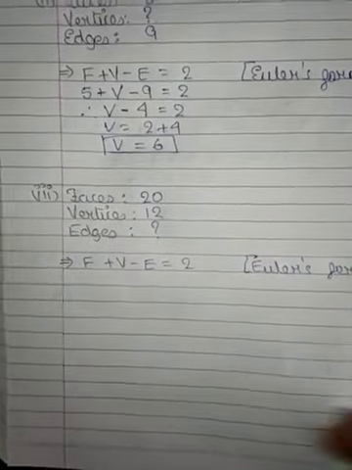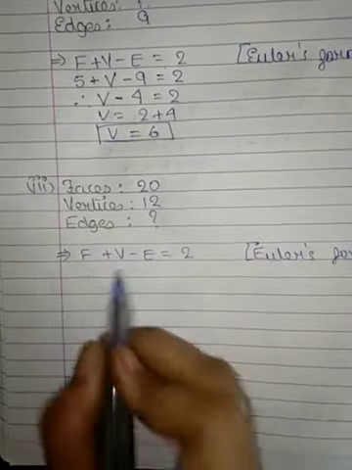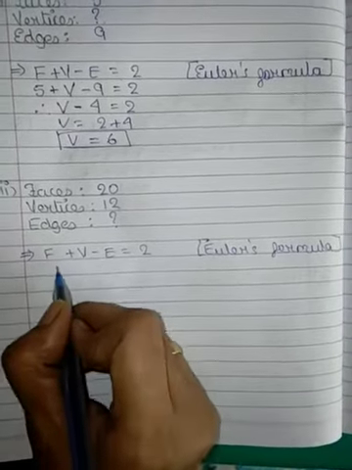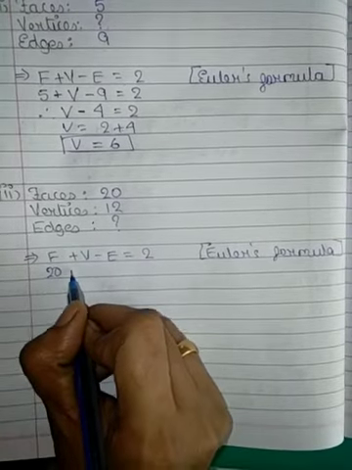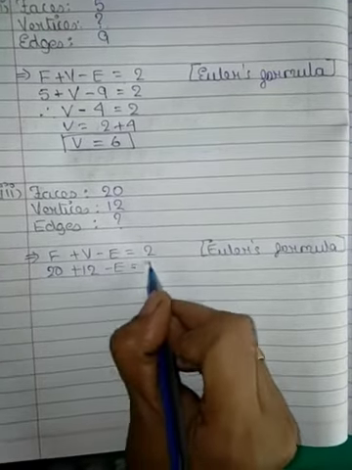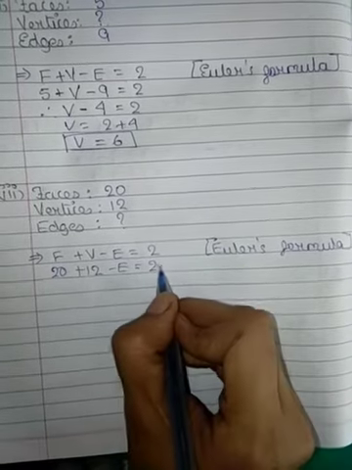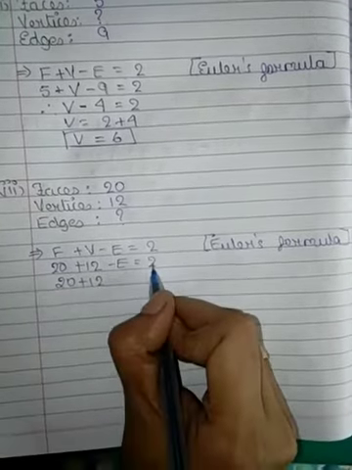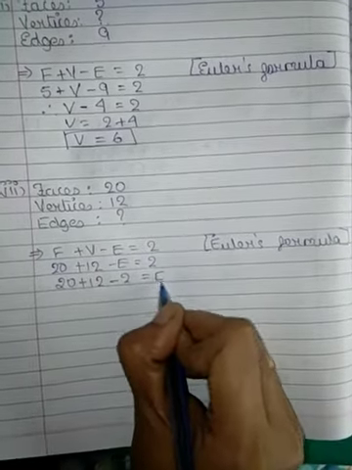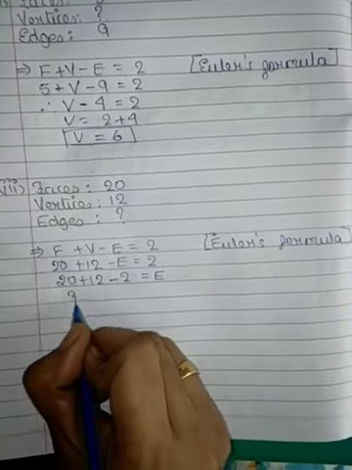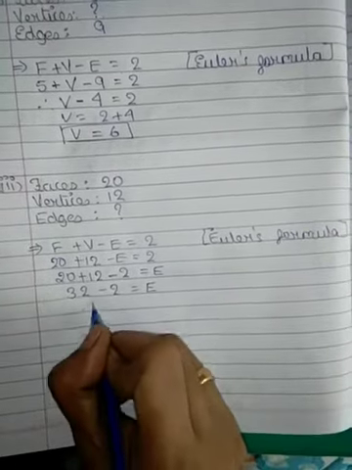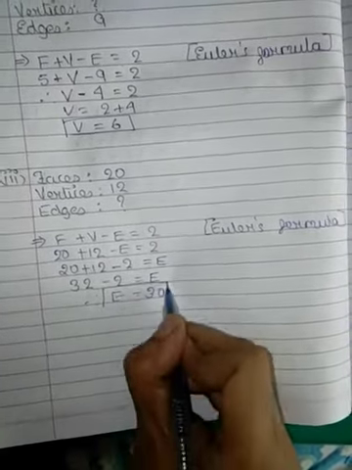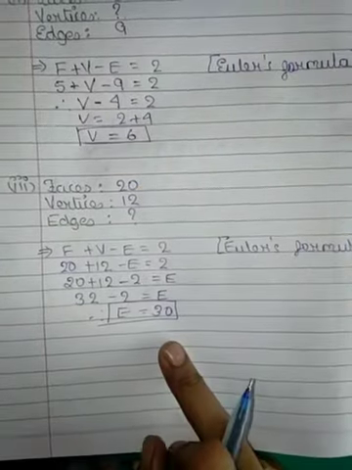Now third, number of faces is given to us 20, vertices is 12, and edges we have to find. So what is the formula? Euler's formula is F plus V minus E is equal to 2. F is 20, vertices are 12, minus E we have to find out, is equal to 2. So if we bring this minus E to this side, it will be E. So we can write it as 20 plus 12, this 2 will come here, so minus 2, that is equal to E. So 20 plus 12 is 32 minus 2 is equal to E. We can write like this. E is equal to 32 minus 2 will be 30. So total number of edges, according to these number of faces and vertices, is 30.